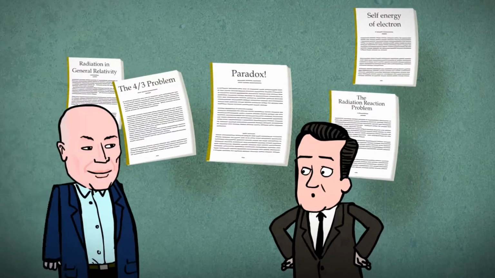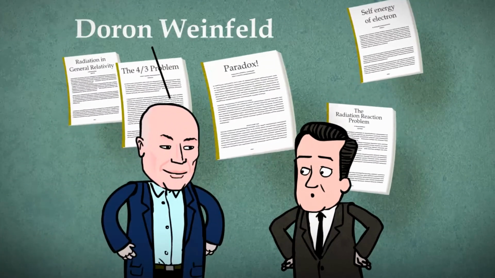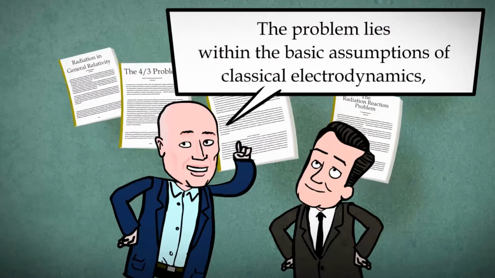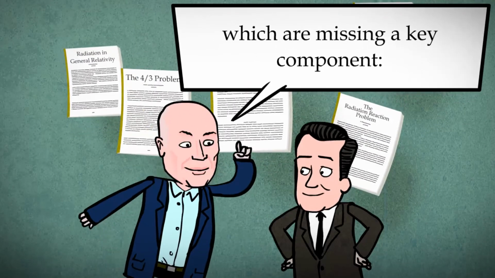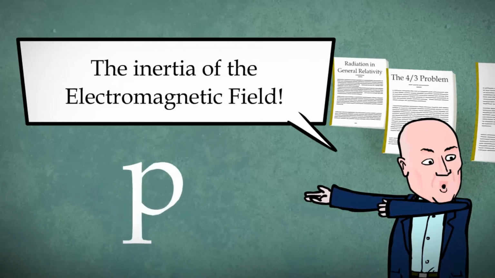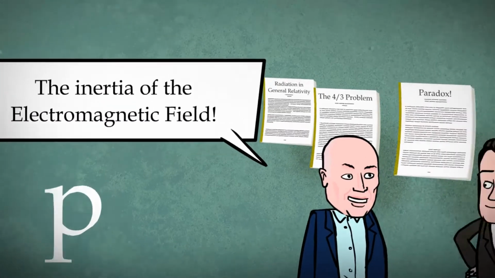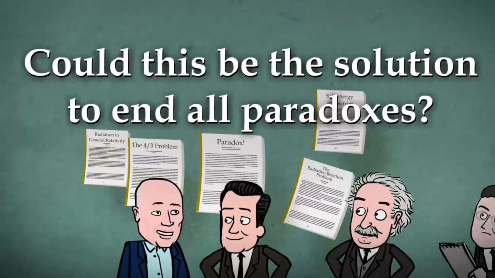A theoretical physicist, Doron Weinfeld, also assumes that the problem lies within the basic assumptions of classical electrodynamics, which are missing a key component, the inertia of the electromagnetic fields. Could this be the solution to end all paradoxes?